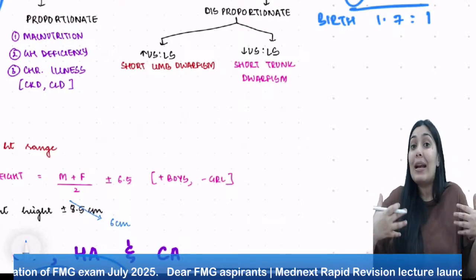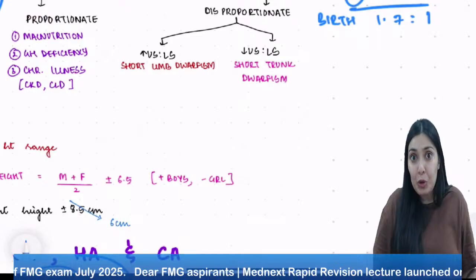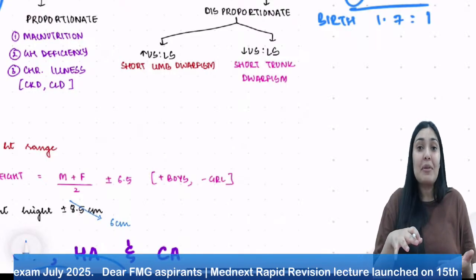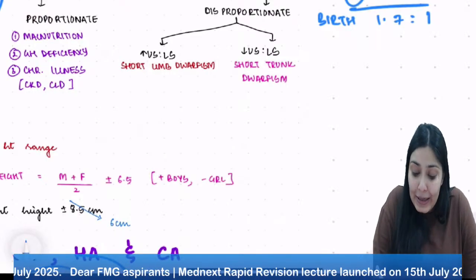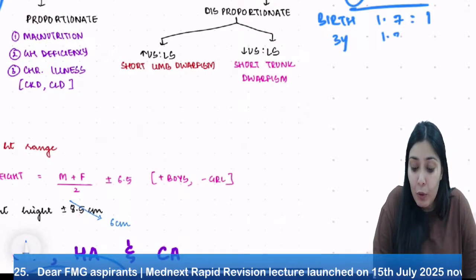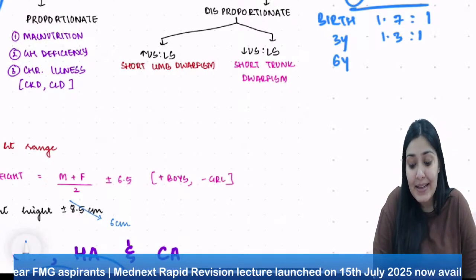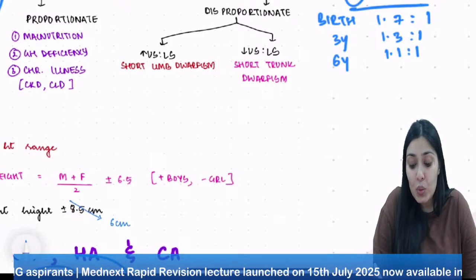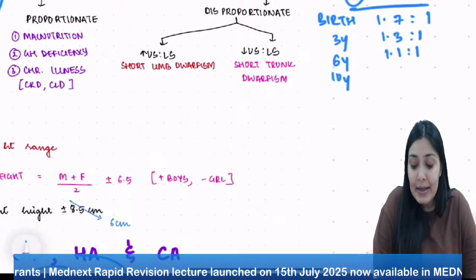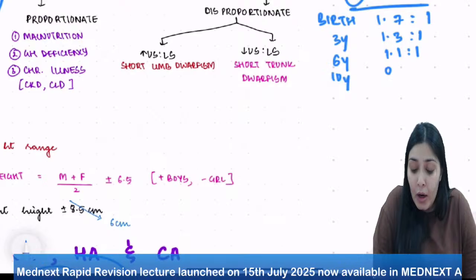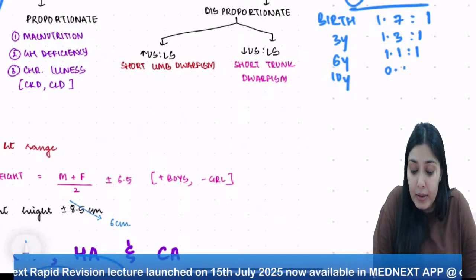But as we grow, our limbs grow and our lower segment grows. So proportionately, our upper segment becomes smaller. By the end of 3 years, it's 1.3:1. By the end of 6 years, it's 1.1:1. And by 10 years, it becomes 0.9:1.